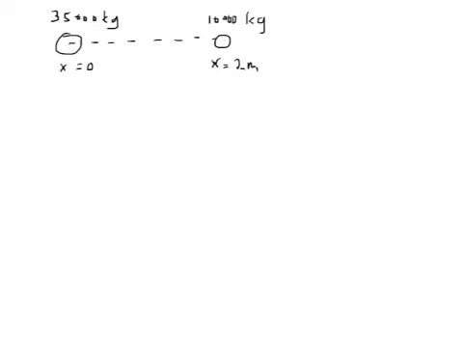Okay, let's say we have a problem like this where there are two masses. One is a 35,000 kilogram mass, the other is a 10,000 kilogram mass, and this is located at the position of 0, and this is 2 meters as its position, which means it's 2 meters away from this mass. So I'm going to call this M1 and M2, just to make things a little easier. And we have to find where we should put some third mass, M3, so that the net gravitational force is 0.